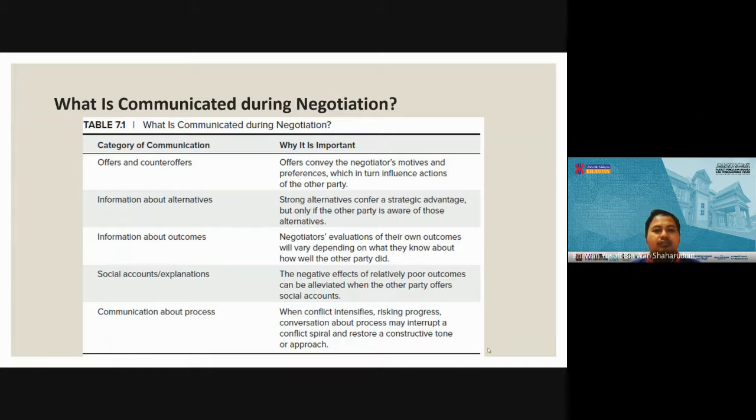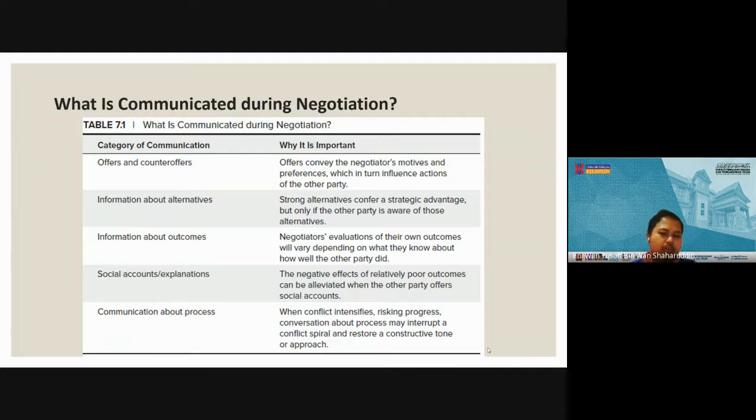The negative effect of relatively poor outcomes. If you have a poor outcome, it can be alleviated when the other party offers a social account, an explanation. Let's say something unpleasant happened during the communication process. But if you got a good explanation from the people you are communicating or negotiating with, there will still be a negative impact of that kind of situation, but it will cause you to feel calmer, it will soothe the situation, meredakan keadaan.